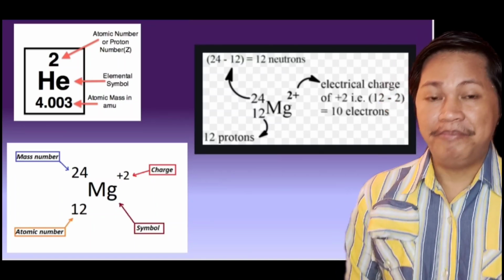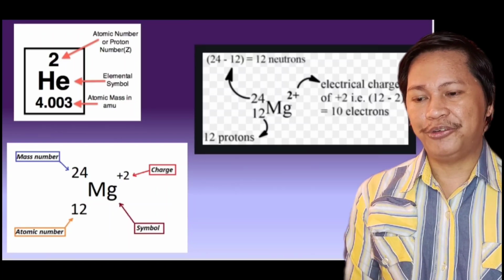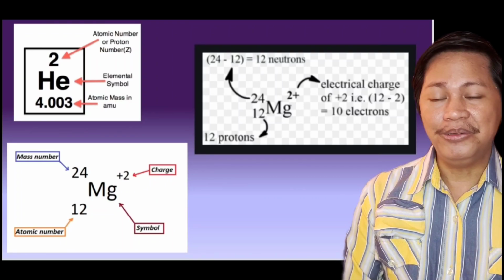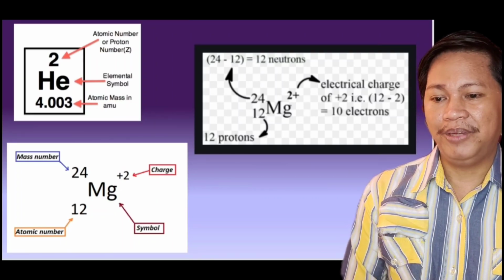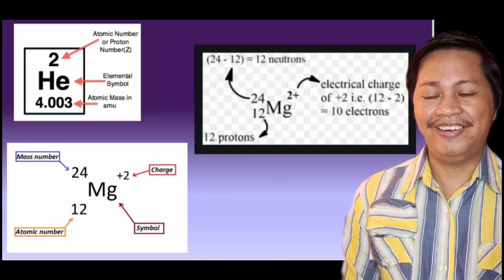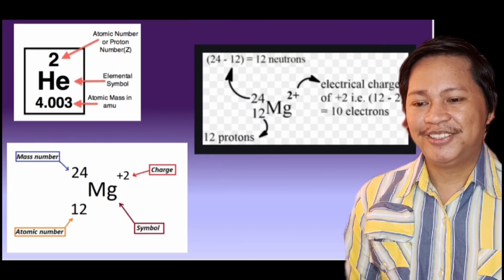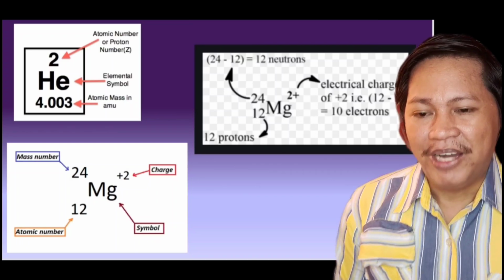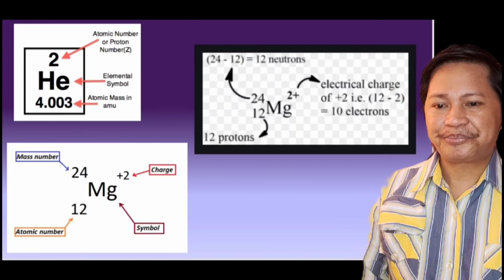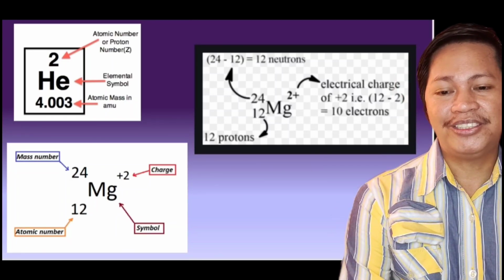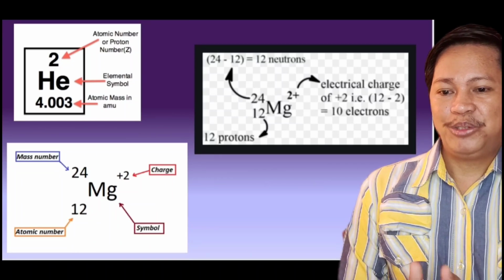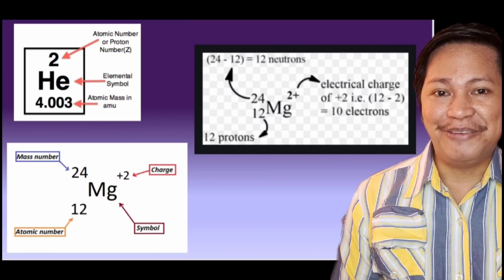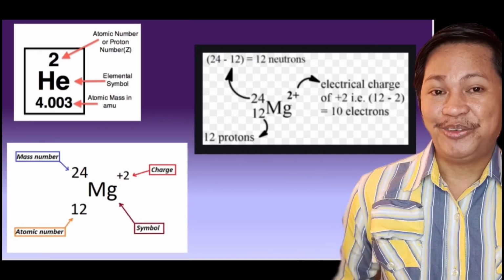So below naman, we have magnesium. Okay, we have 24 as the mass number, rounded off na siya. And then the atomic number is written below the symbol, we have 12. And then the plus 2 there is the charge. So the Mg is the symbol. So paano siya iko-compute class? We have here how to get the number of neutrons. Nakita natin dito that 24 minus 12, mass number minus atomic number, that is 12 neutrons.